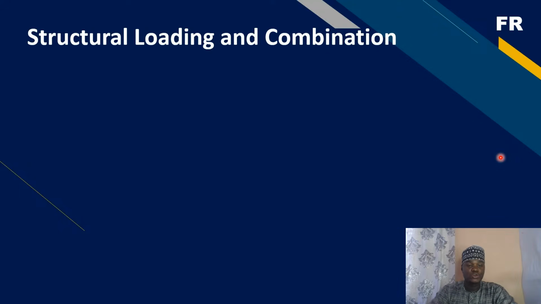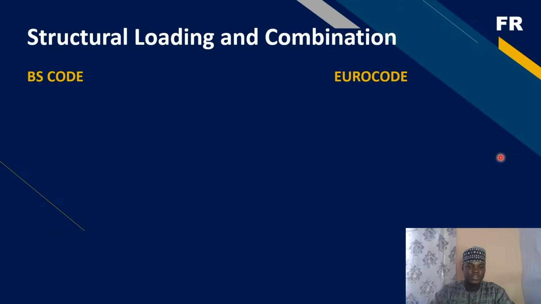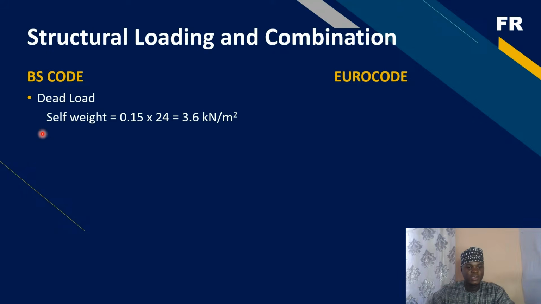Briefly, just to run through the loadings, we are going to consider the dead load and the live load only. We have the BS code on the left hand side and the Eurocode on the right hand side. We are going to look at the loading process for the two codes. For dead load, the first to consider is the self weight of the slab. We assume a slab thickness of 150, convert it to meters, and multiply by the density of concrete, which is 24. At the end of the day, you have 3.6 kilonewton per meter square.